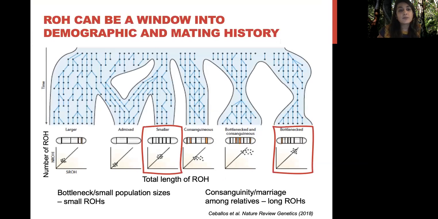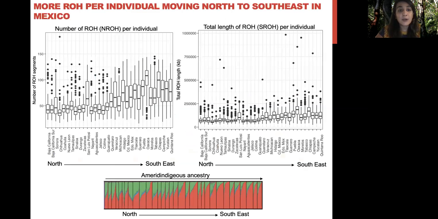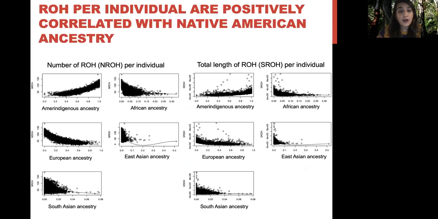Key to note here is that while a bottleneck population, or one that has maintained a small population size, will result in a large number of small ROHs reflecting distant shared common ancestors, consanguinity, or marriage between relatives, would instead result in fewer but longer ROHs reflecting more recent shared common ancestors. We call ROHs in the Mexican Biobank and observe that both the number of ROHs and the total length of ROHs per individual increase as we move north to southeast in the country. We confirm that this is primarily due to a positive correlation of ROH with Amerindigenous ancestry.